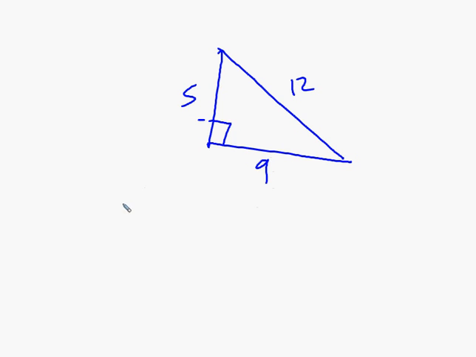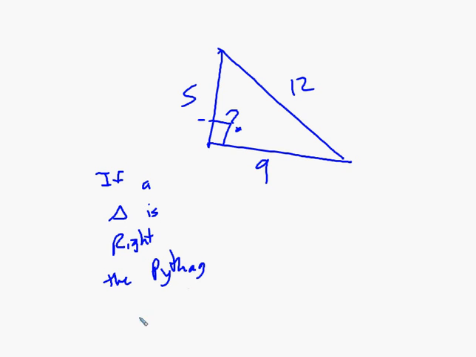So this one probably won't be, because I'm just making up the numbers randomly here. So 12, 5, 9. Okay. So I don't know if this is a right triangle or not. If a triangle is right, then Pythag works.